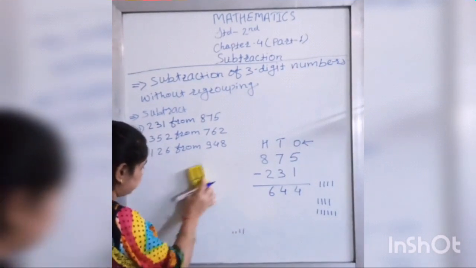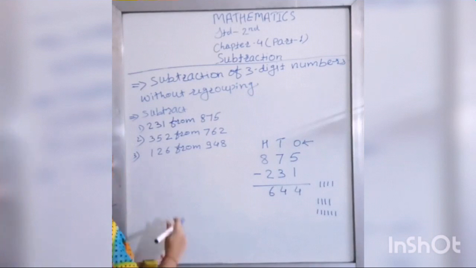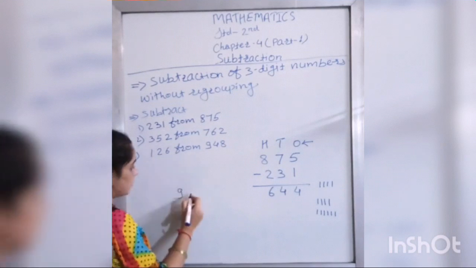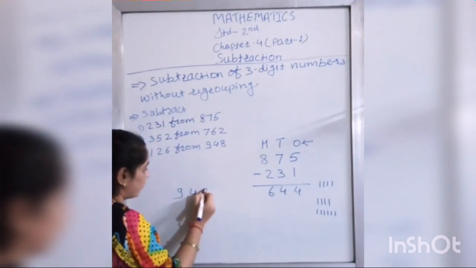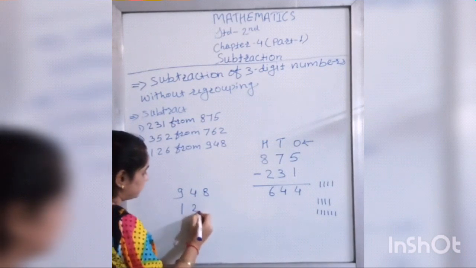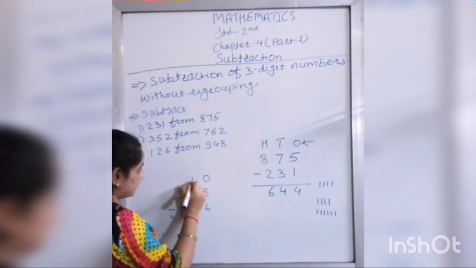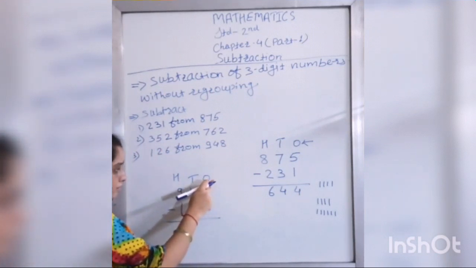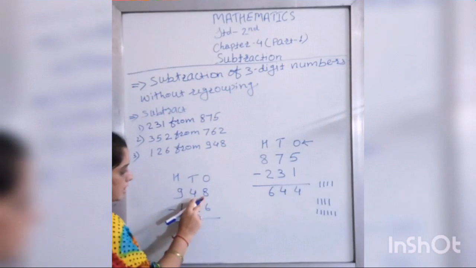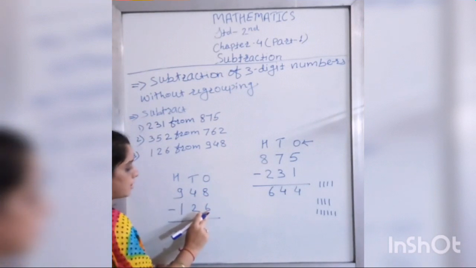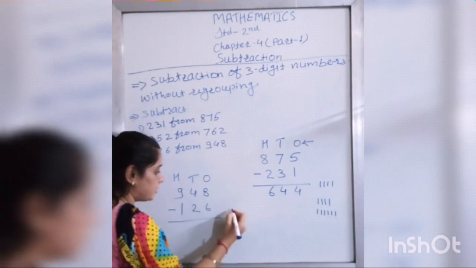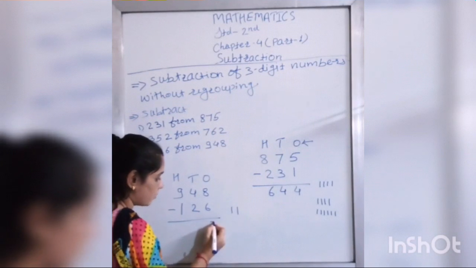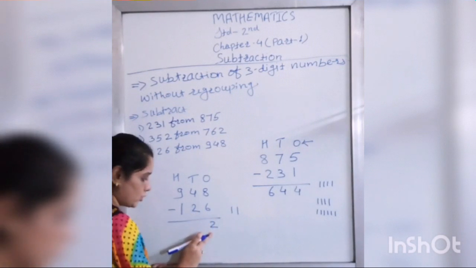See the next example. What are the numbers? We have to subtract 126 from 948. Now start subtraction from the ones place. The numbers are 8 minus 6. Count after 6 till we get 8: 7, 8. Count these lines. 1, 2. So 8 minus 6 is equal to 2.